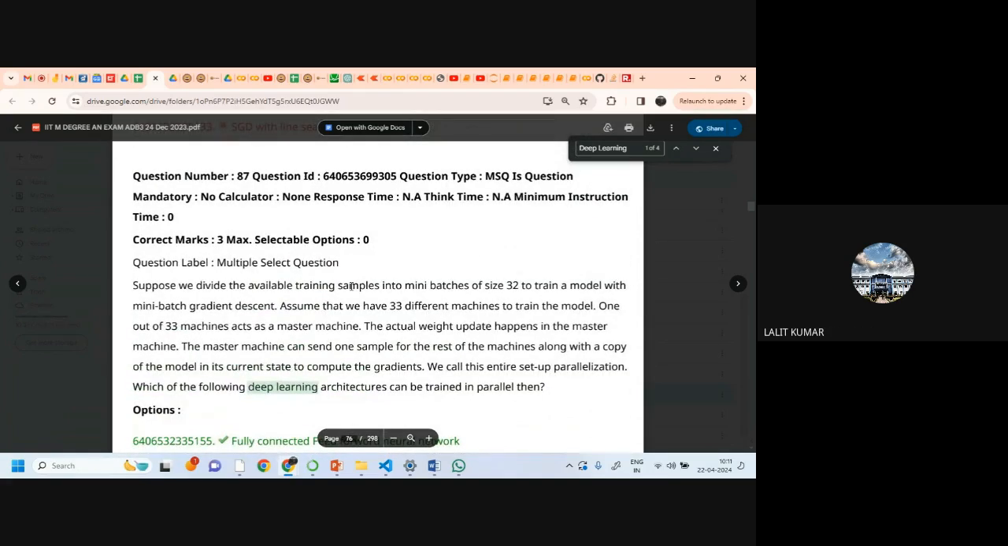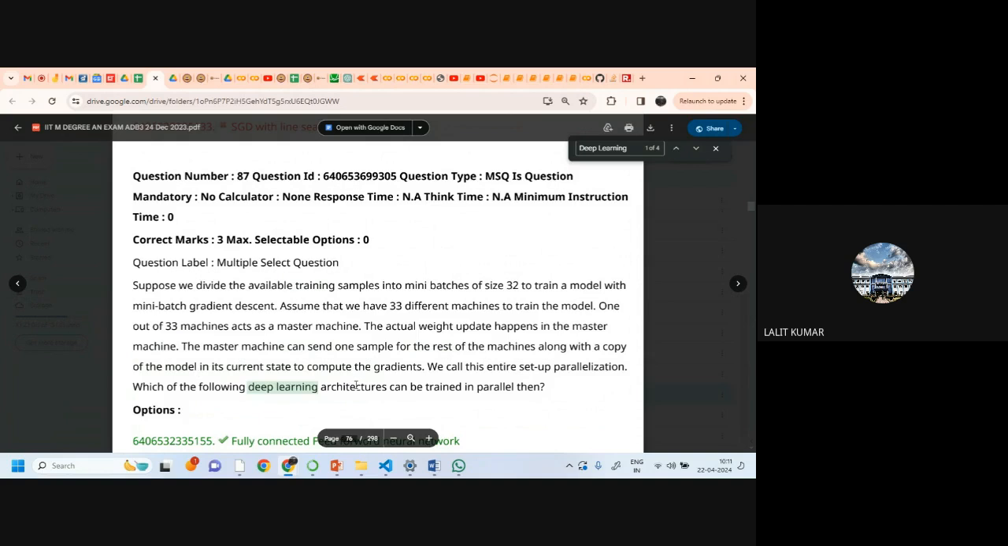Suppose we divide the available training samples into mini batches of size 32 to train a model with mini batch gradient descent. Assume that we have 33 different machines to train the model. One out of 33 machines acts as a master machine. The actual weight update happens in the master machine. The master machine can send one sample for the rest of the machines along with a copy of the model in its current state to compute the gradients. We call this entire setup parallelization.